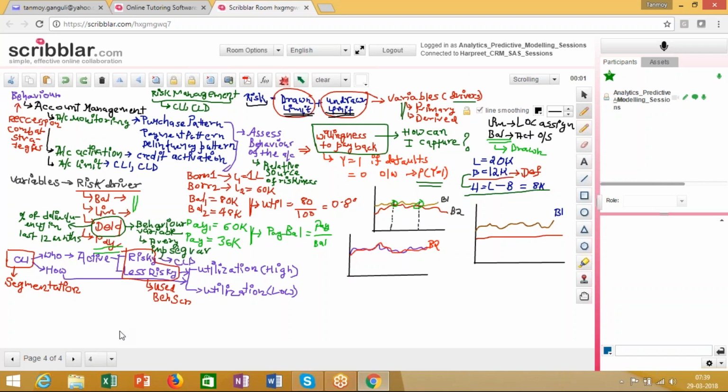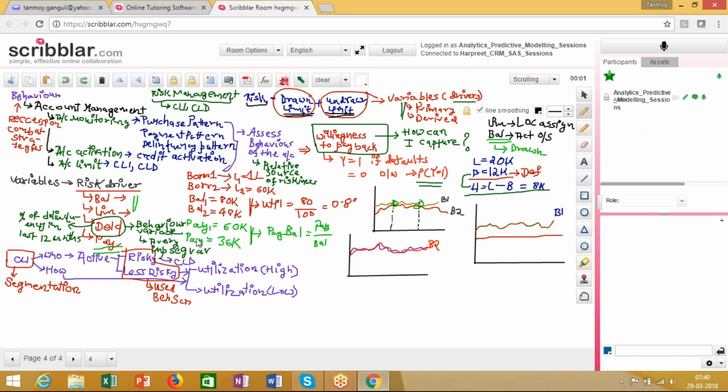Then what we went on to see was what the risk drivers were and how the behavior scorecard can be used to take up multiple business decisions, right? So these are the concepts which we had discussed in the last class. So we'll take it up from there today.